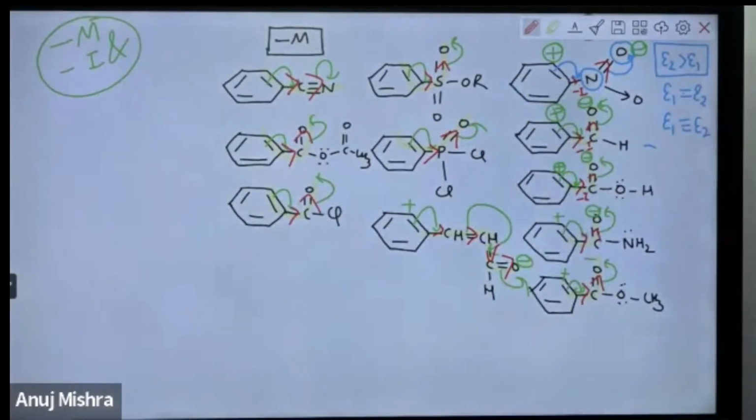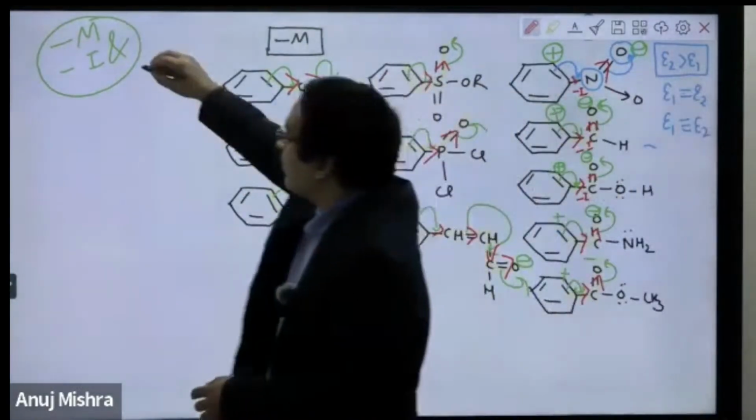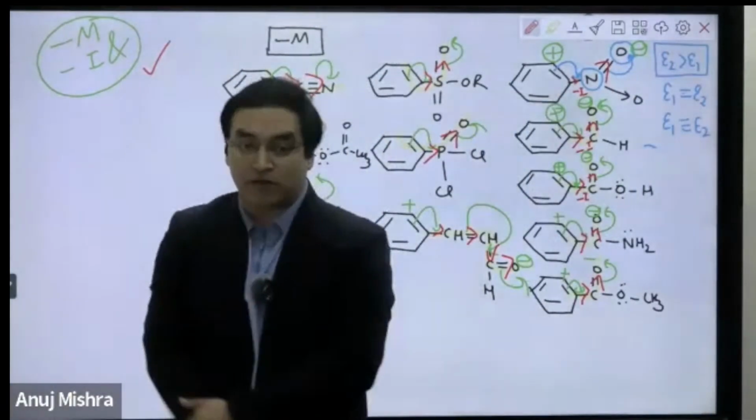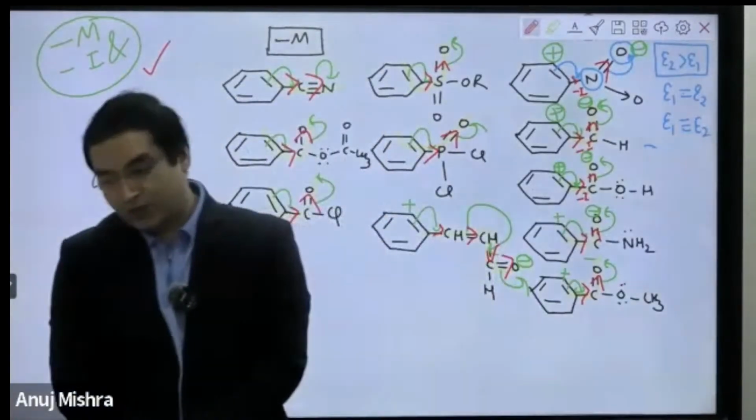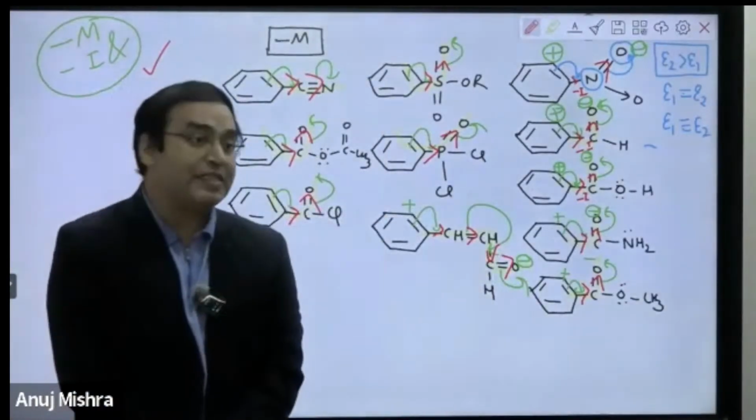Everywhere you have the same feature. All the groups which I have written here, coincidentally, they are all minus M and minus I. So my next question, you can guess. What will be the next question? Minus M plus I group.